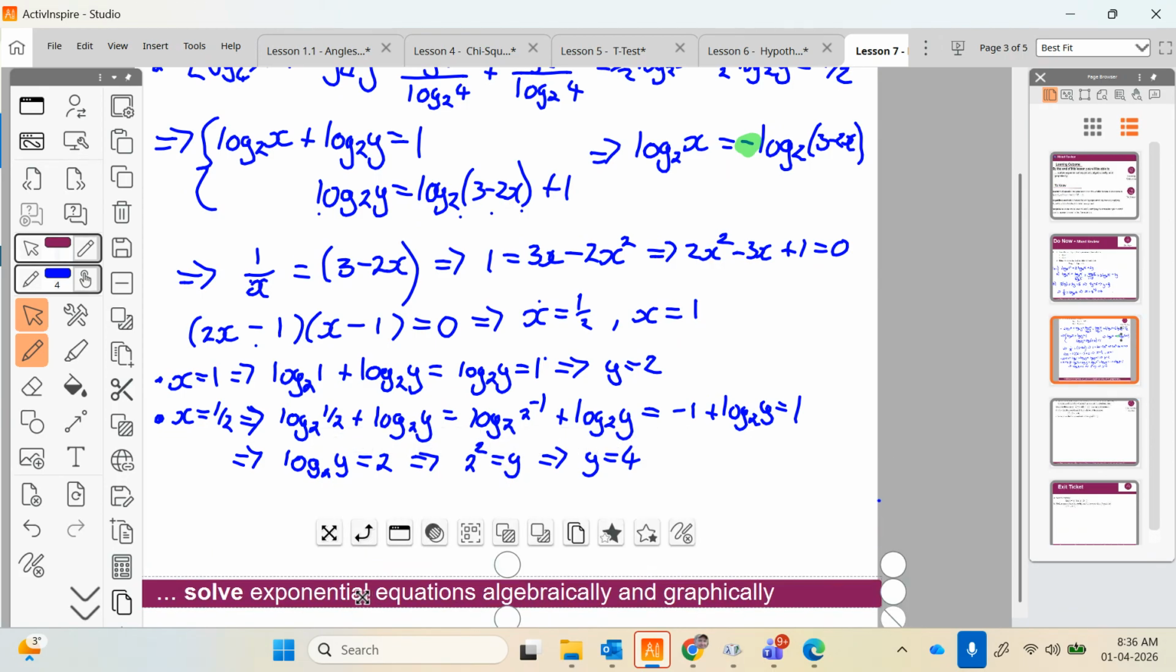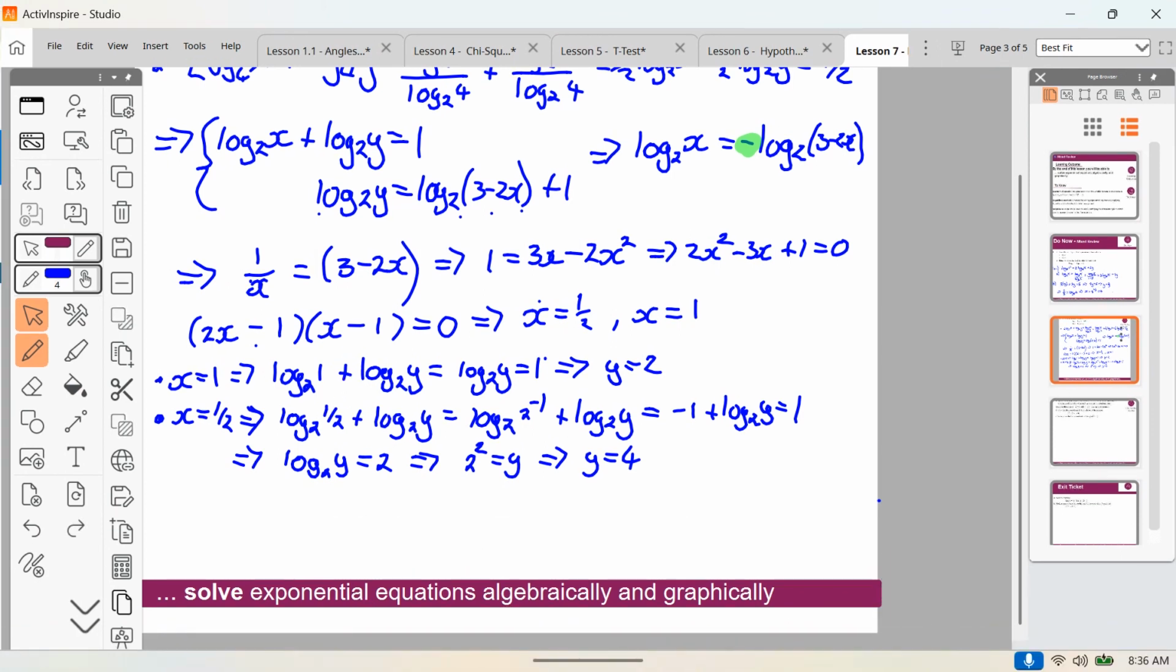Let's just express the answer neatly. So when x equals 1, y equals 2. When x equals a half, y equals 4. These are our solutions. Any questions on this one?